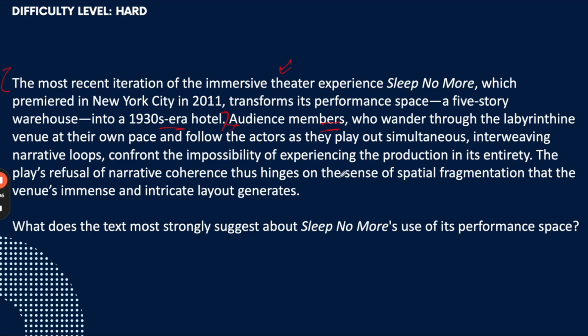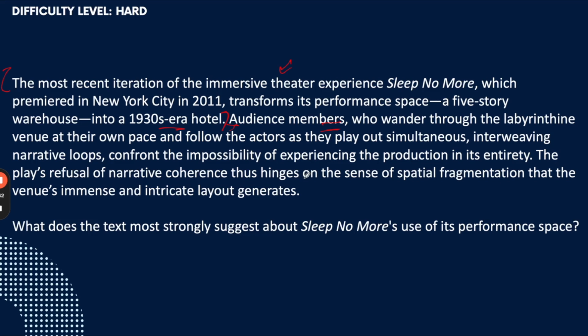What's happening over here? Let's try to understand this sentence. It's the most crucial sentence of the whole text. The play doesn't follow a clear, straightforward story on purpose because of the play's refusal of narrative coherence. They refuse to follow the narrative coherence. Instead, the confusing and broken up story depends on how the huge and complicated design of the space makes the audiences feel. It's about the venue's immense and intricate layout.